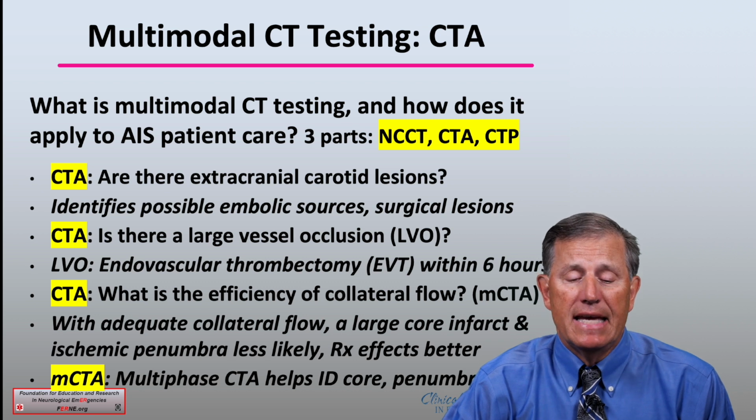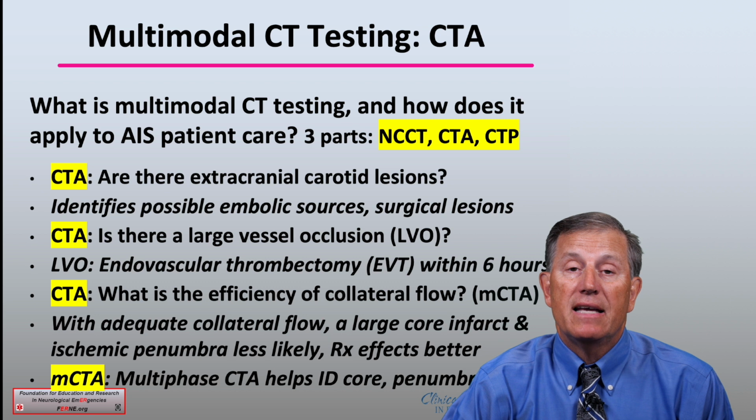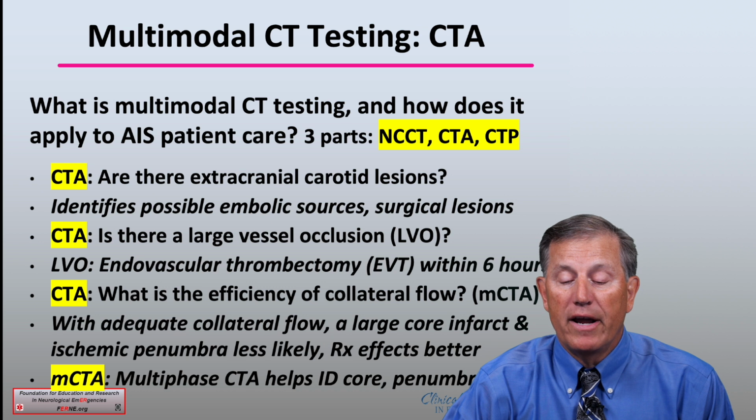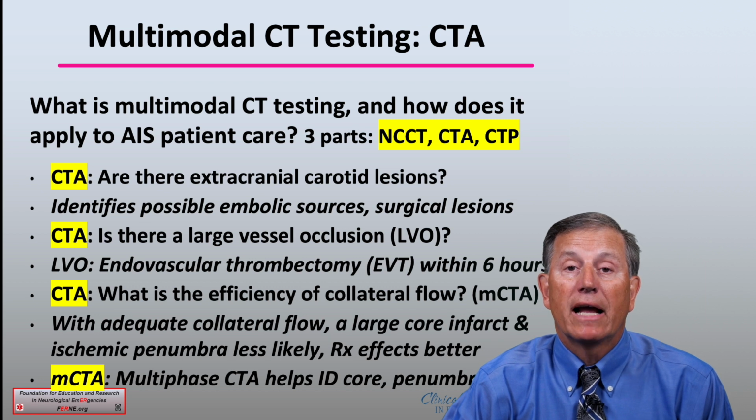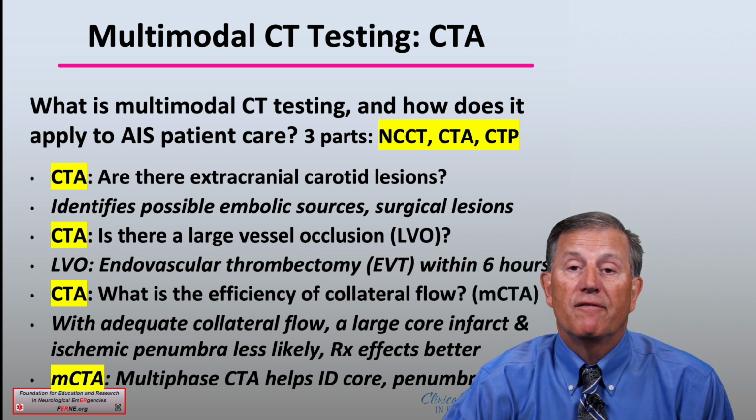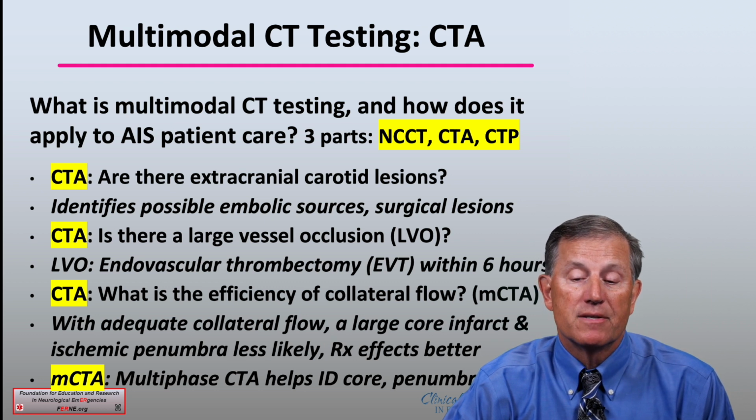Next, we ask on CTA, is there a large vessel occlusion? We know that with large vessel occlusions, patients benefit from endovascular thrombectomy or EVT within 6 hours. And with CTA, we can also look at the efficacy or efficiency of collateral flow. In other words, with collateral flow that is adequate, a large core infarct is less likely, and an ischemic penumbra is more likely to benefit from acute therapies. Lastly, the multi-phase CTA helps to identify which is the core lesion or infarct and which is the ischemic penumbra, which will benefit the most from our acute therapies.